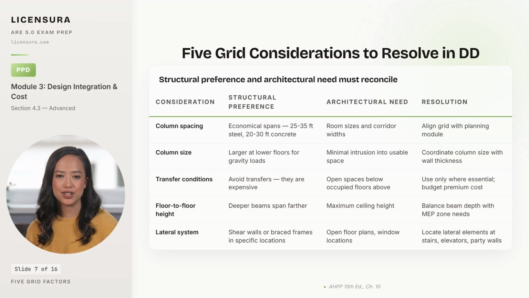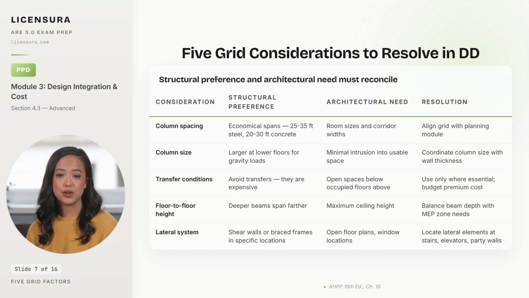Column spacing comes first. Structural engineers want economical spans, typically around 25 to 35 feet in steel and 20 to 30 in concrete. But those spans have to align with the architectural planning module, the corridor widths, and the parking bay if parking sits below. Column size is the second consideration.